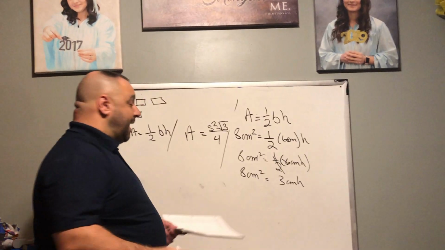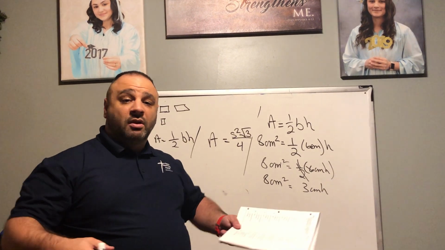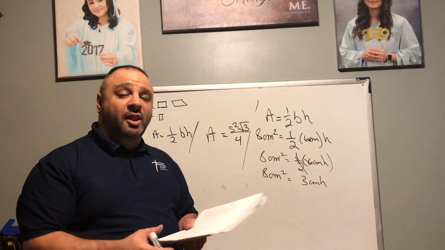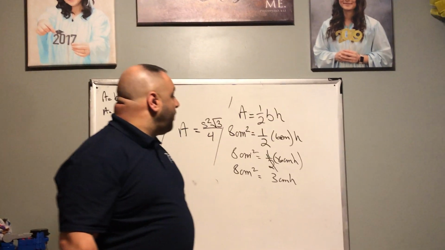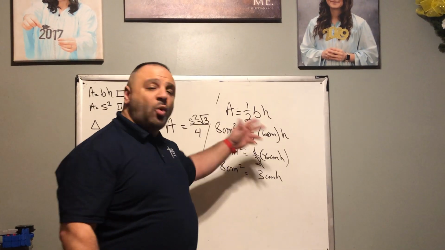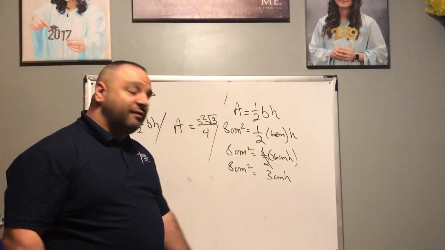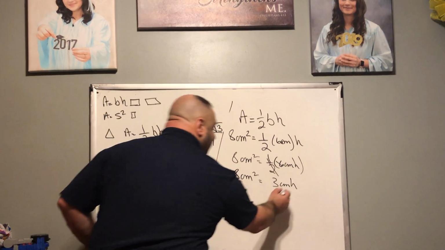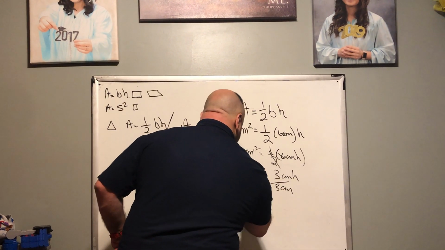Okay, now how do I get h by itself? Real simple. No matter which elements or characteristics of the equation we have, as long as we have at least 2, we can always solve for the third variable. So divide both sides by 3 centimeters.